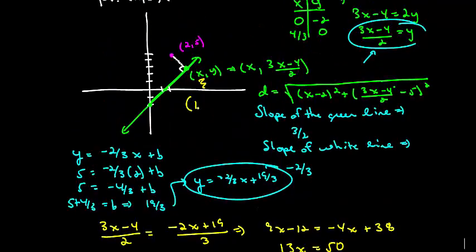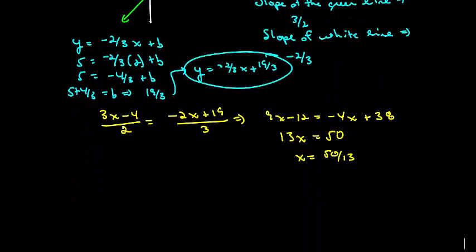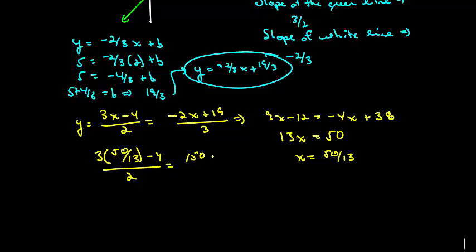And so then what's the y value? Well, we take 50/13 and we plug it in for x. We can do it in either one of these because these are all equal to y. So let's do the first one. That's going to be 3 times 50/13 minus 4/2. That's 150 minus 52/13, over 2, which is over 26.